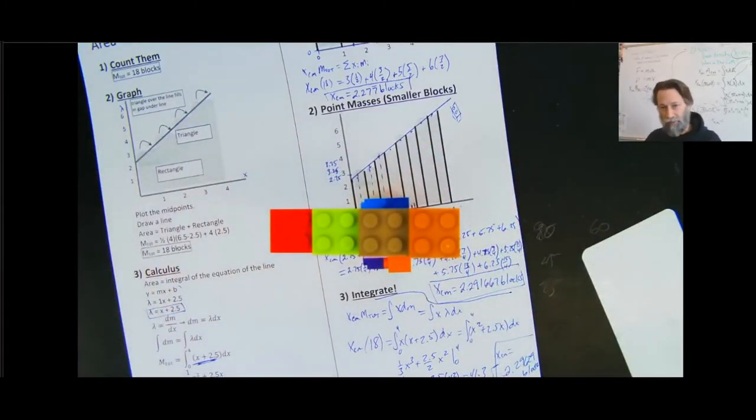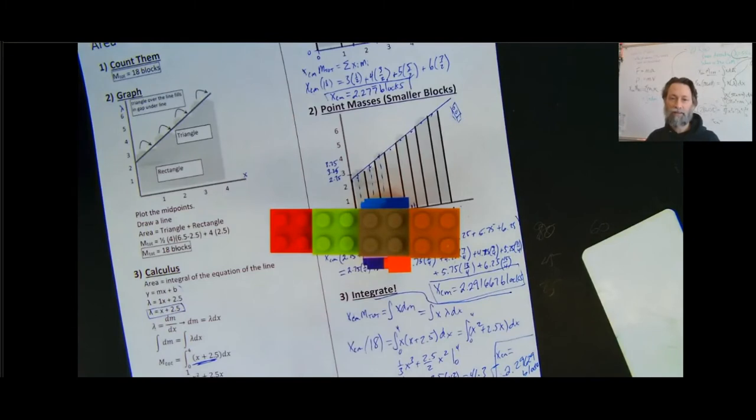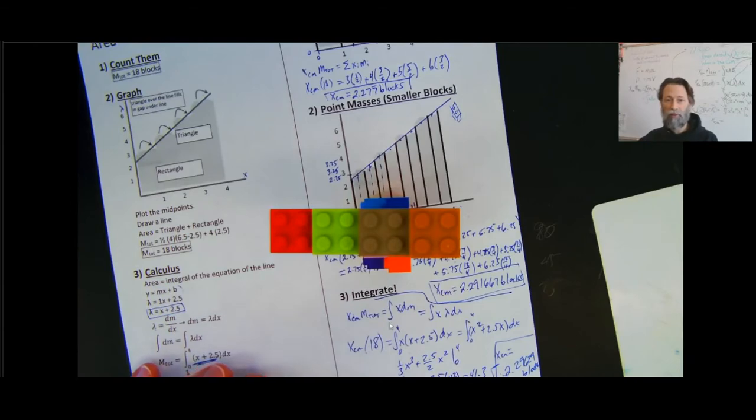So next we'll talk about a couple different ones that we can do the point masses for, but in essence, that is the center of mass, and how you would do it all the different ways. You can either do it by adding up the point masses or by integrating if you have the equation.